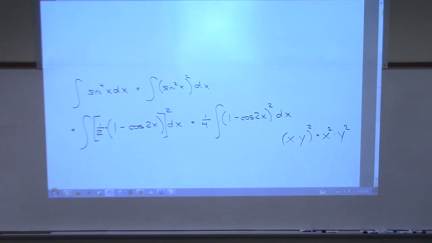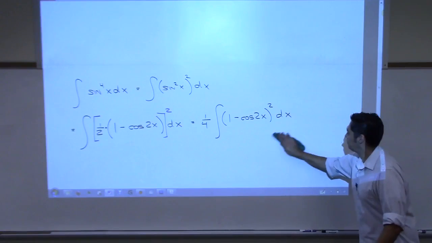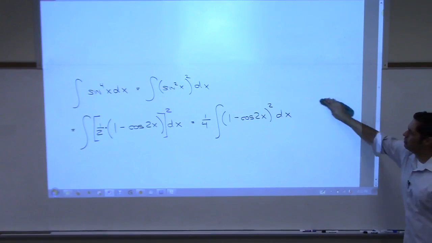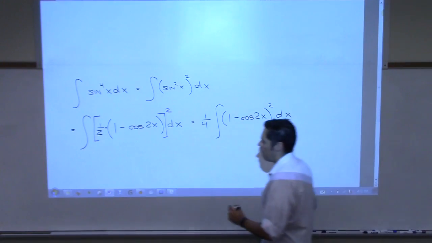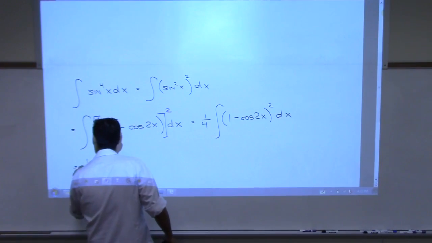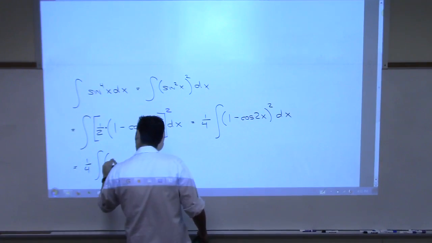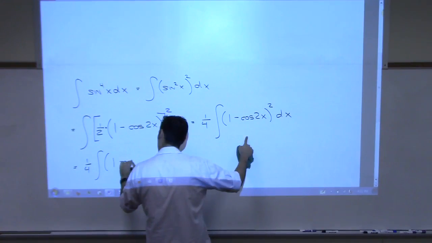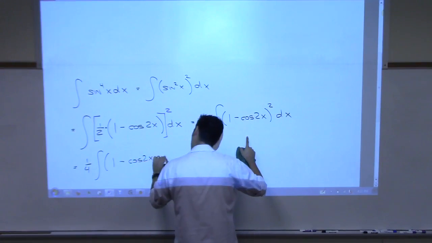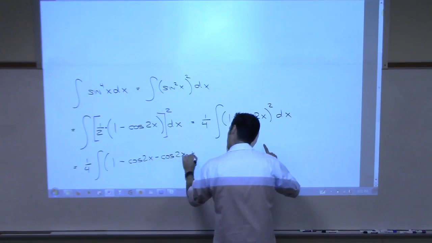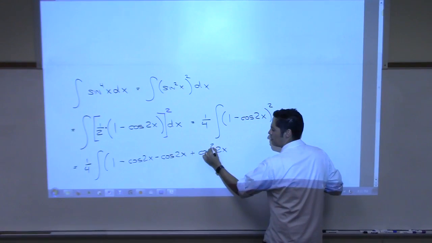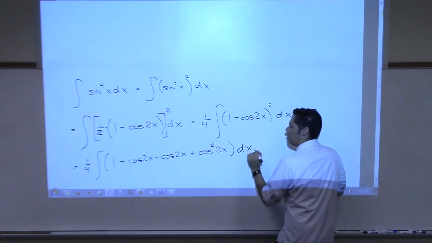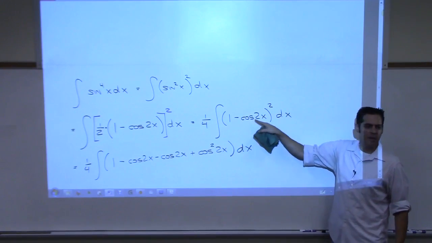Everyone following this? Did you try it out? Are you wanting to go for it? So it'd be 1 minus cosine 2x minus cosine 2x plus cosine 2x. Good. And when I write cosine 2x squared, I'm going to put the squared there. Is that all right with you? Everyone agree that that's what would happen if you multiply that times itself?